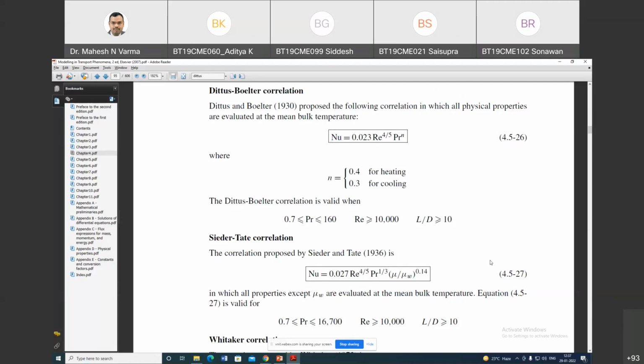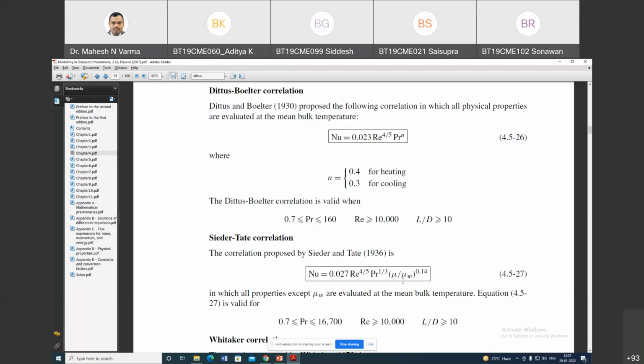If my Prandtl number is say 10,000, then I cannot use this Dittus-Boelter correlation. Then I need to use only this Sieder-Tate correlation, because this is true for Prandtl number between 0.7 to 16,000. For 10,000, this is valid, but for 10,000, Dittus-Boelter correlation is not at all valid. For 10,000 Prandtl number, if I am using Dittus-Boelter correlation, certainly this is a wrong answer. So this will be the correct answer.